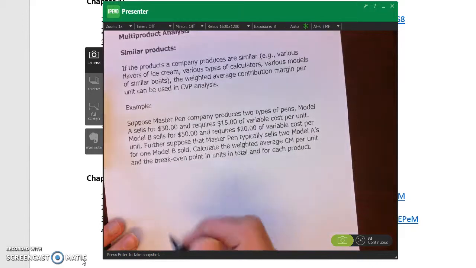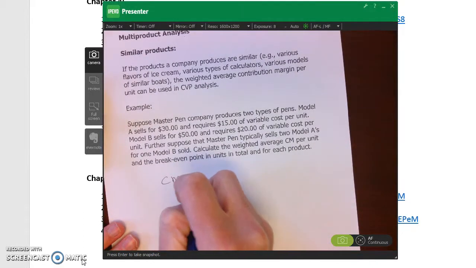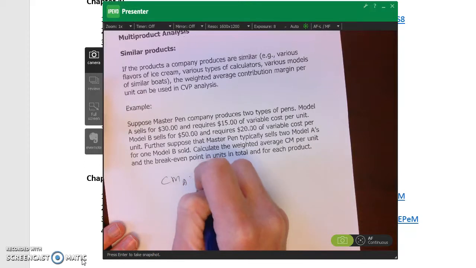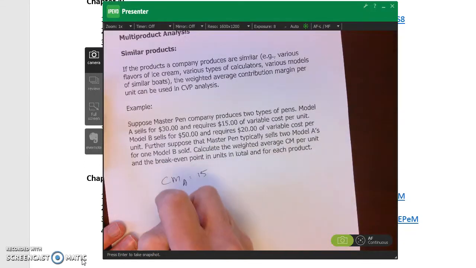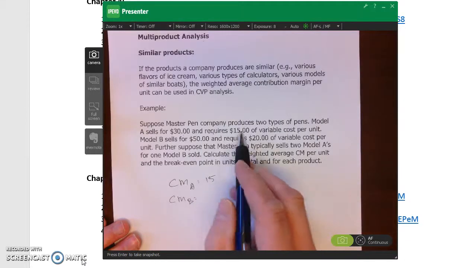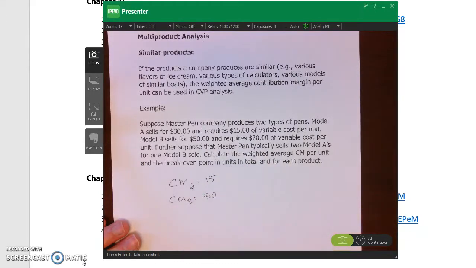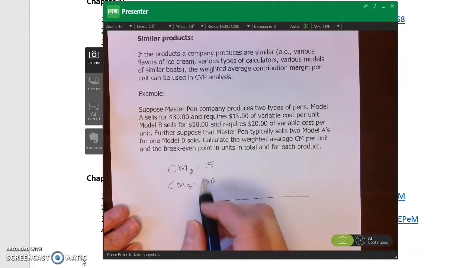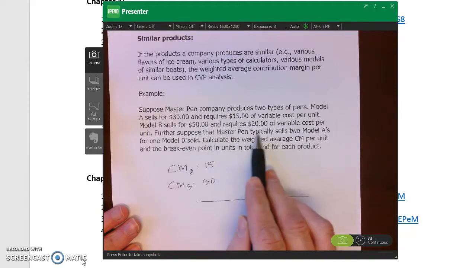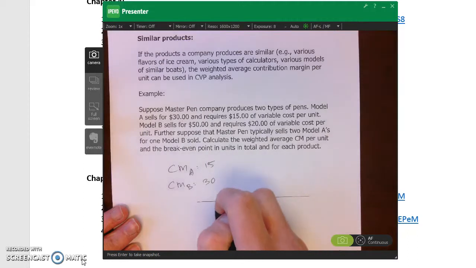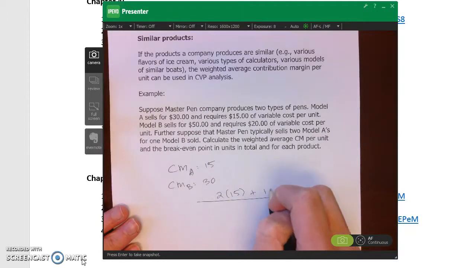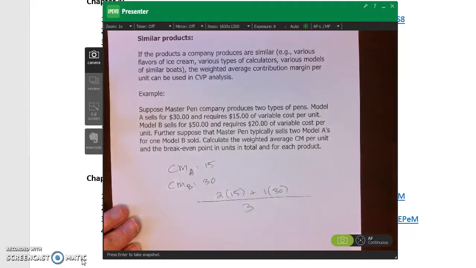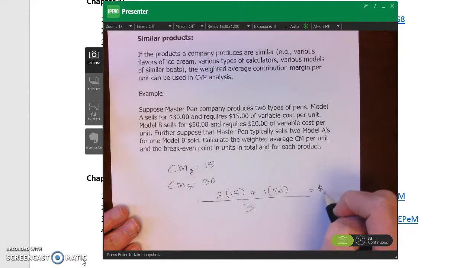Okay? So I'm going to come over here. My CM for Model A is going to be equal to $15, right? The 30 minus 15. My CM for Model B is going to be equal to $30. Then I calculate my weighted average CM per unit, and I have to use my sales mix to do that. It typically sells two Model A's for every Model B. So 2 times the 15 plus 1 times the 30, divided by 3. I'm just calculating my weighted average, and that gives me $20 per unit.